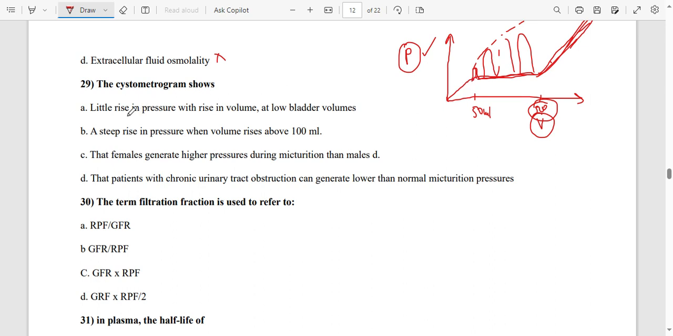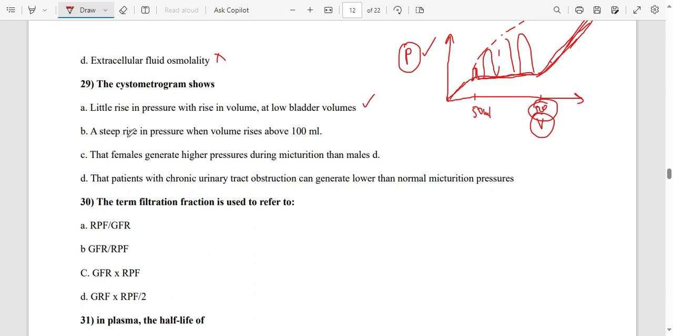So looking at A, little rise in pressure with rise in volume at low bladder volumes. Little rise in pressure with rise in volume. That is what is happening at low bladder volumes. You can see at low bladder volumes, that is what is happening, right? So this statement is true.